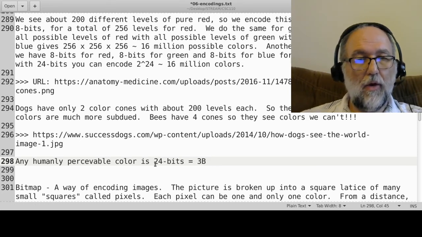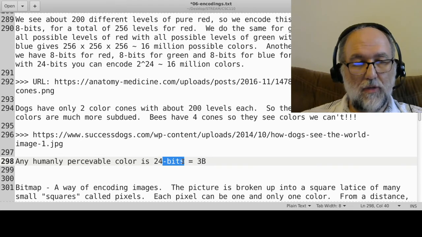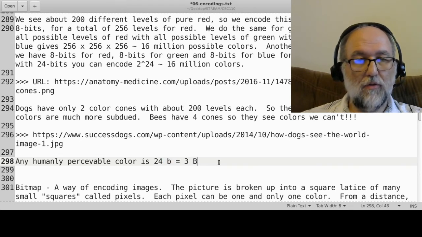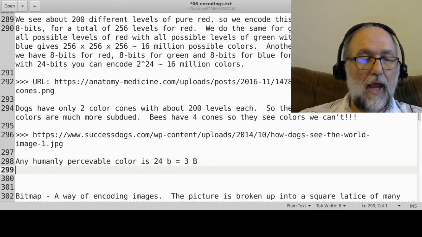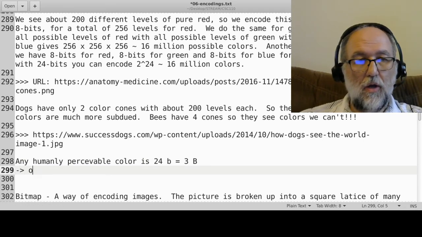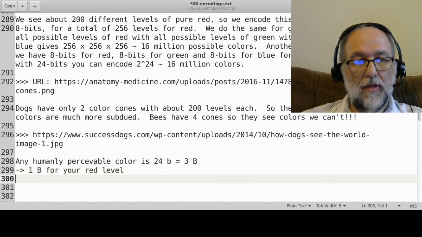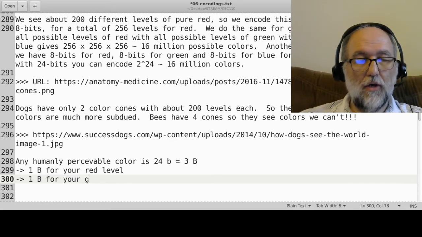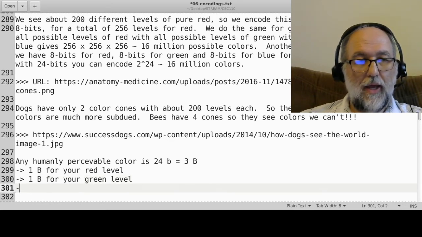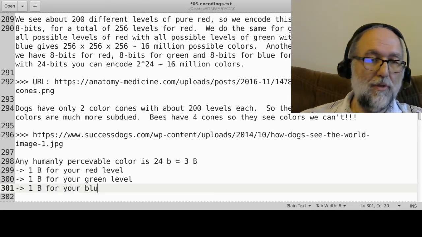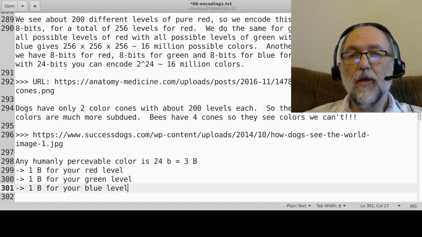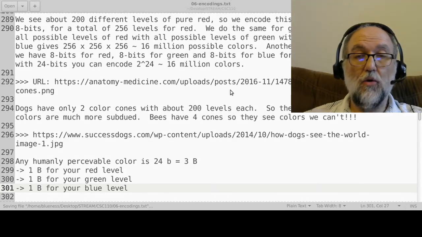I guess we're using little b's for bits, so that is equal to 3 bytes. And just to be very clear, one byte for your red level, another byte for your green level, and another byte for your blue level. All right, there you go. And that's how you can encode any old color.